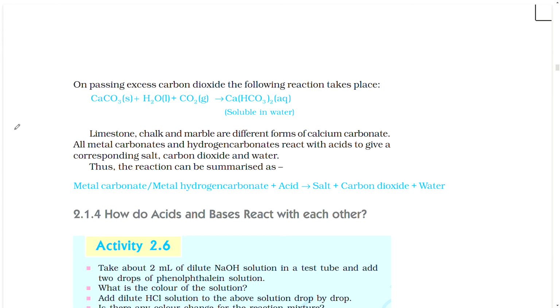On passing excess carbon dioxide, the following reaction takes place: CaCO3 (solid) plus H2O (liquid) plus CO2 (gas) tends to Ca(HCO3)2 (aqueous), soluble in water. Limestone, chalk and marble are different forms of calcium carbonate. All metal carbonates and hydrogen carbonates react with acids to give a corresponding salt, carbon dioxide and water. Thus, the reaction can be summarized as: metal carbonate or metal hydrogen carbonate plus acid tends to salt plus carbon dioxide plus water.